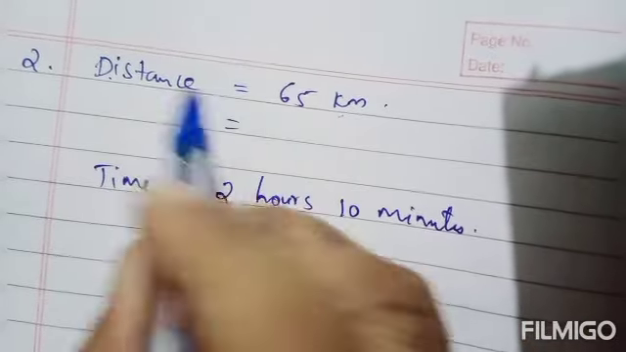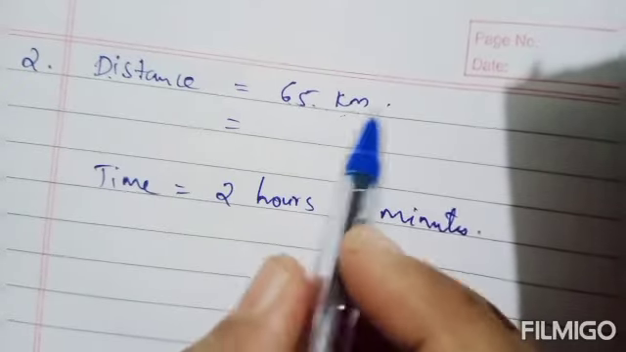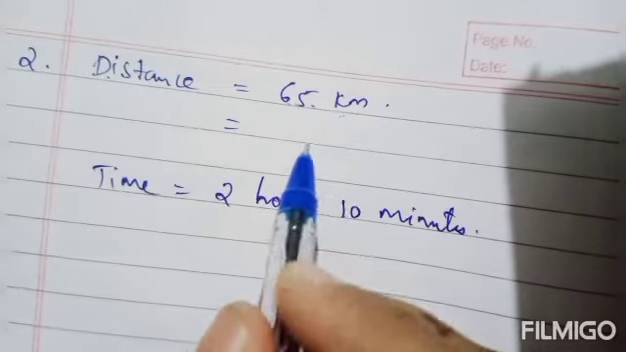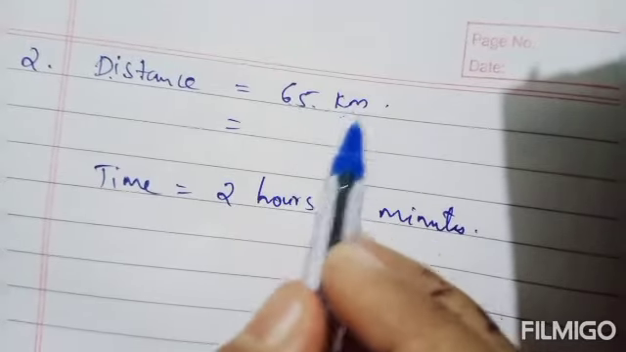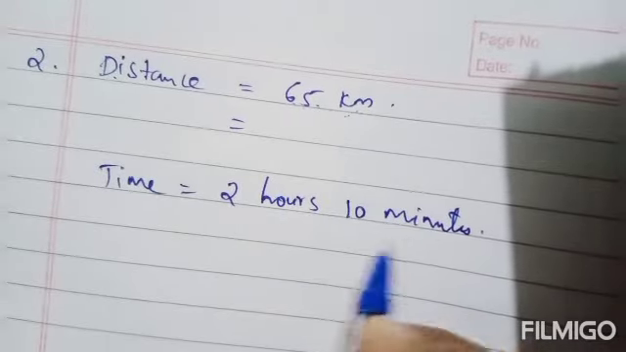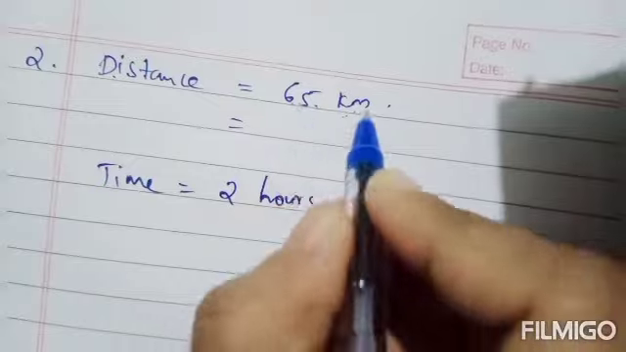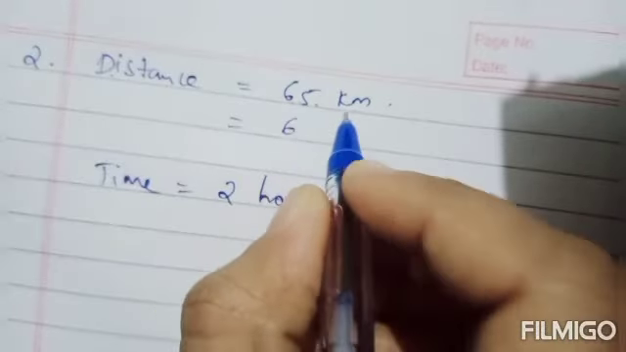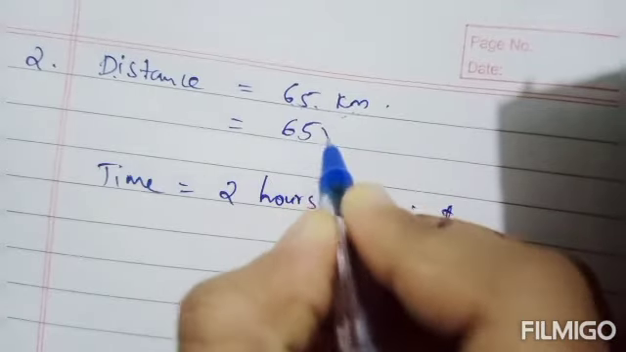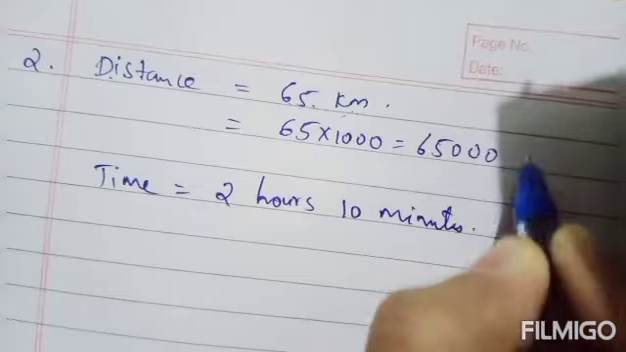So here distance is given in kilometer, you can convert this to meter. You have to find the speed in meter per minute, so kilometer you can convert to meter and the time you can convert to minutes. So 65 kilometer, 1 kilometer is 1000 meter. So 65 into 1000 you will get 65,000 meter.